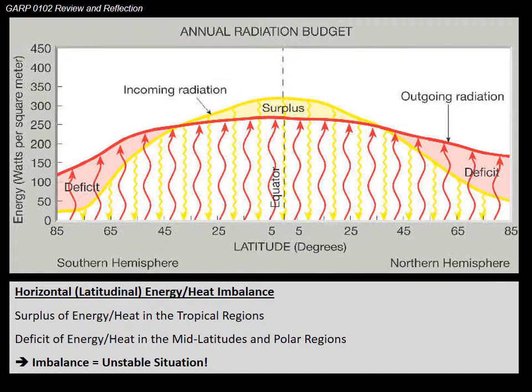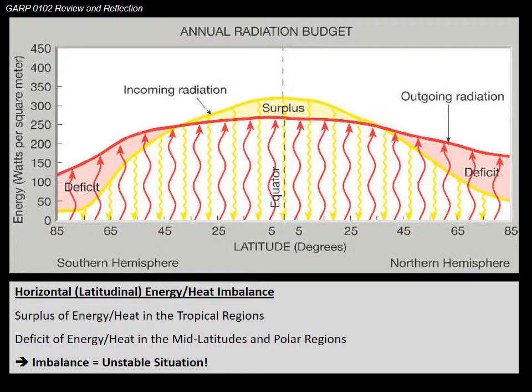Why do we have that imbalance? Again, that's all related to the tilted orbit of the spherical Earth around the sun. And here we have a chart we looked at. In red, we have the outgoing long-wave electromagnetic radiation from the Earth. And then in yellow, we have how much energy the Earth receives from the sun.